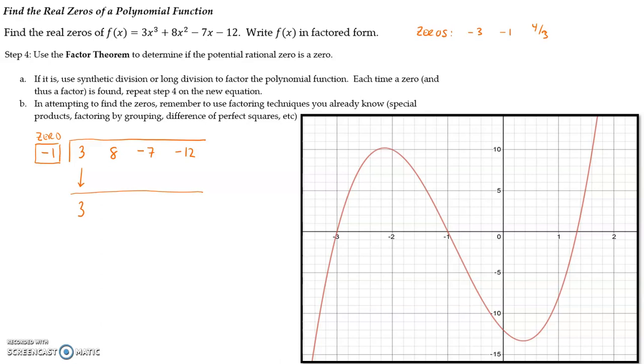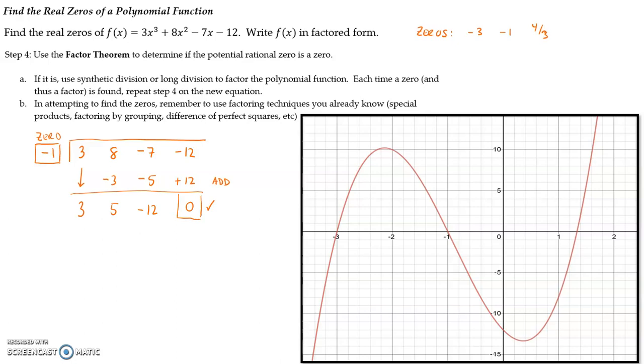We've got -1 times 3, which would be -3. Remember, we're going to be adding at this stage. Add straight up and down, we're going to get 5. We'll multiply to get -5. When we add straight up and down, we get a -12. And if we multiply here, we'll get a +12. And we add straight up and down to get 0. And that's what we wanted. Right? So it divides out evenly.